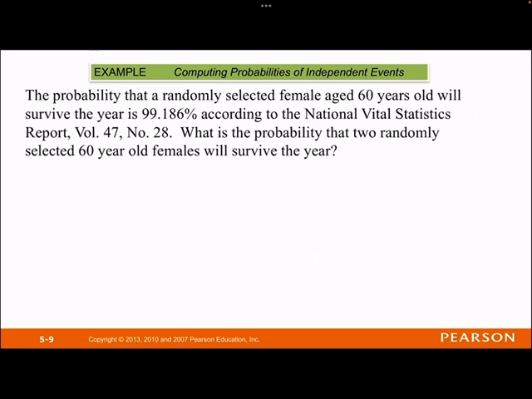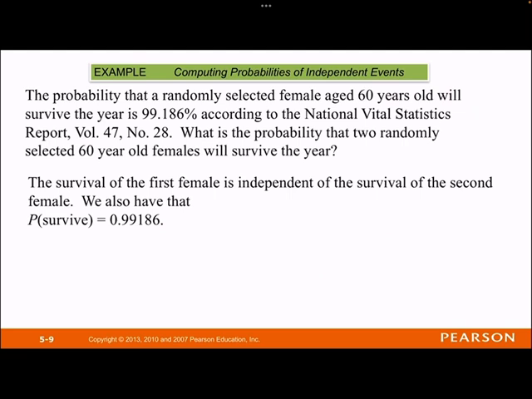So the probability that a randomly selected female aged 60 years old will survive the year is 99.186% according to the National Vital Statistics Report. What is the probability that 2 randomly selected 60-year-old females will survive the year? Again, we had talked about this in the last video. The probability that one woman survives in no way, shape, or form affects another woman living or dying. So those are independent events.